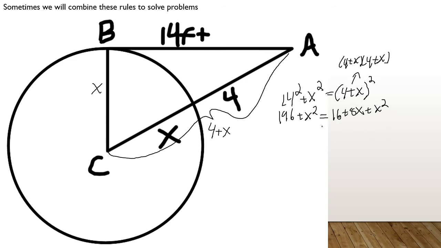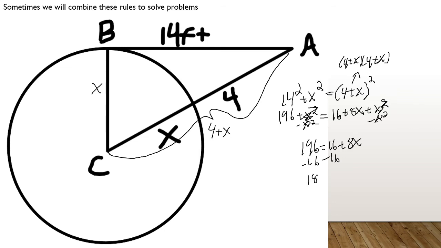Now, luckily enough, when you go to solve this, you subtract x squared from both sides, it cancels out. So your x squared goes away right away, which is good because now you don't deal with the nasty quadratic. So this cancels and this cancels. So now I'm left with 196 is equal to 16 plus 8x. And then I can solve it just like, again, a normal algebra equation.